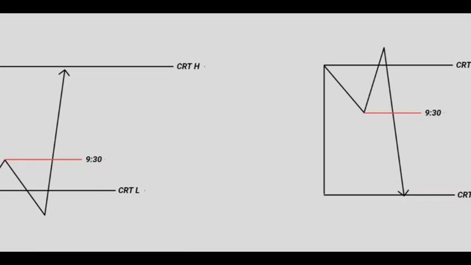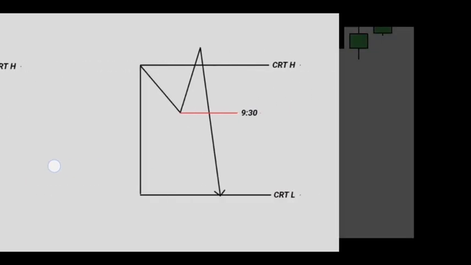So with this diagram you are seeing, this is a bullish diagram and this is a bearish diagram. You mark out your CRT high and your CRT low. You wait for your 9 a.m. candle to print, and you wait for the purge and the change in state of delivery to happen around 9:30 above. Then you take your trade. So let's go to the example for today.